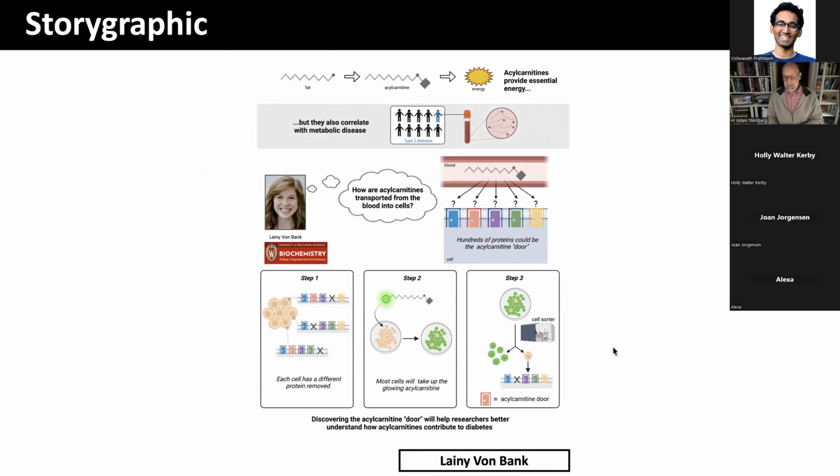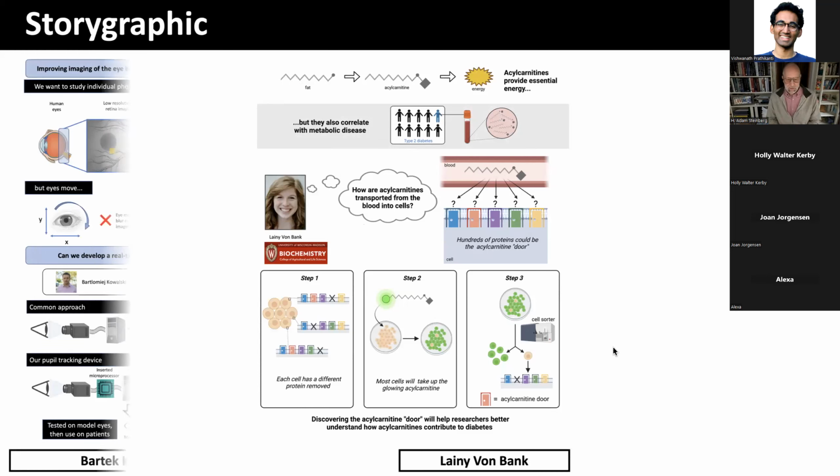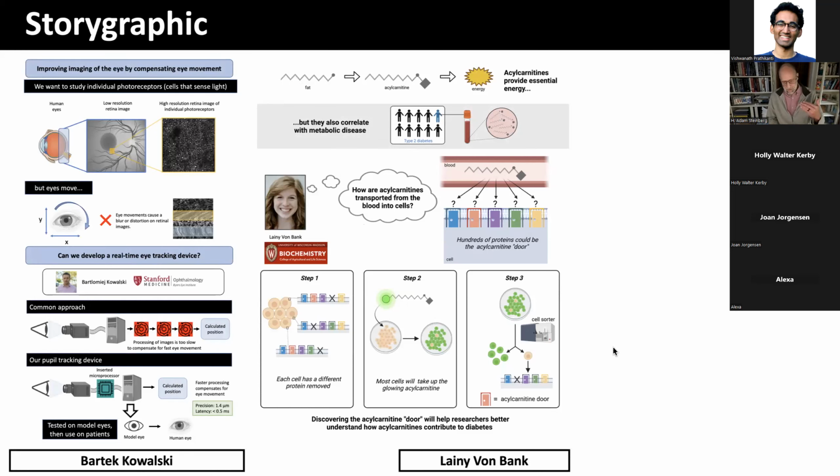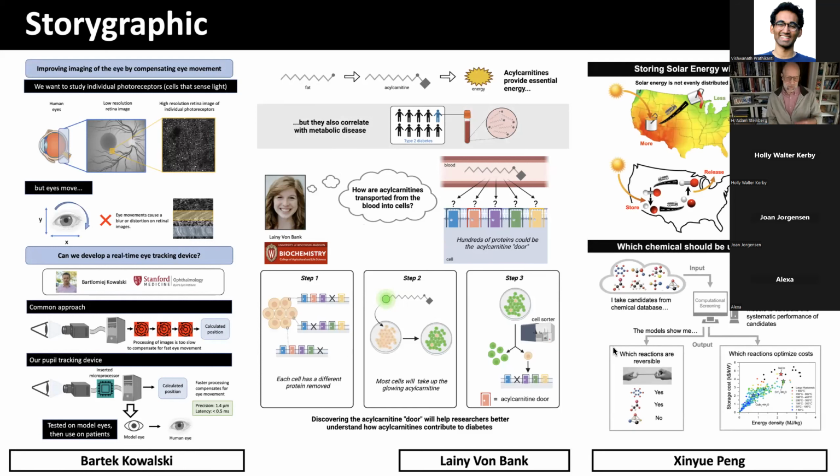So there you can see quickly, easily taking those cards and turning them into a story graphic that anyone, whether Lonnie is there or Lonnie is not there, could understand her research. And we've done this for many, many students over the years. Here's one on imaging the cells in the back of your eye, the retina, in real time. Here's one on storing solar energy in chemical bonds.